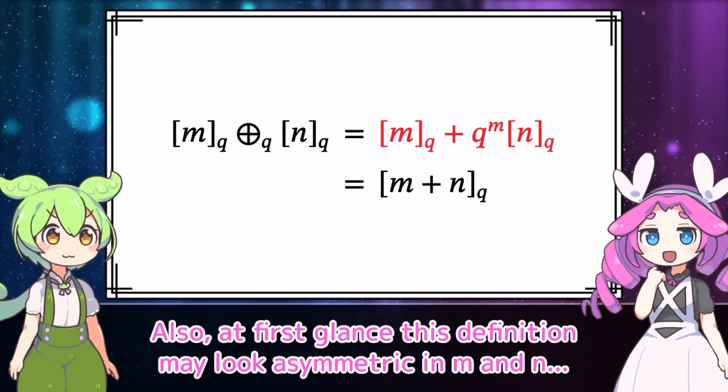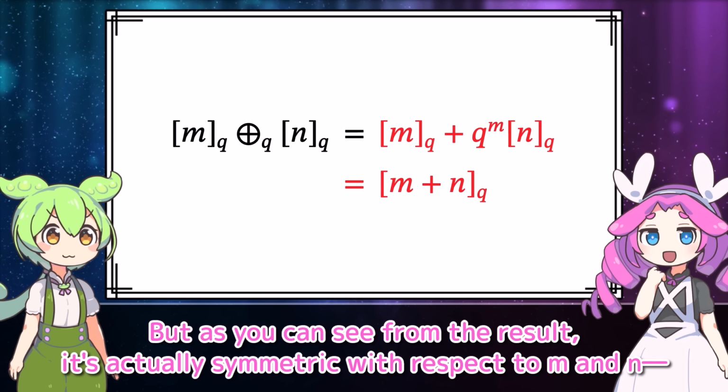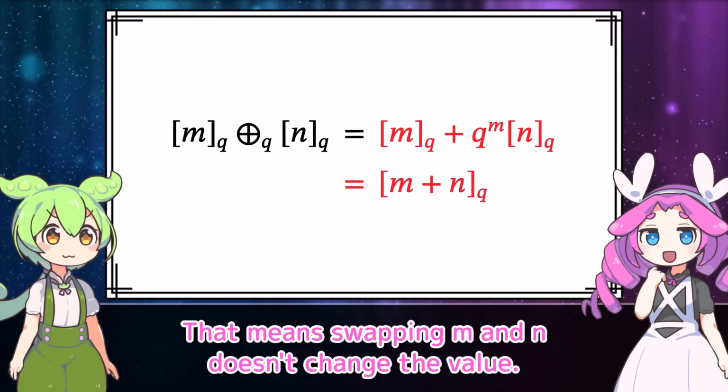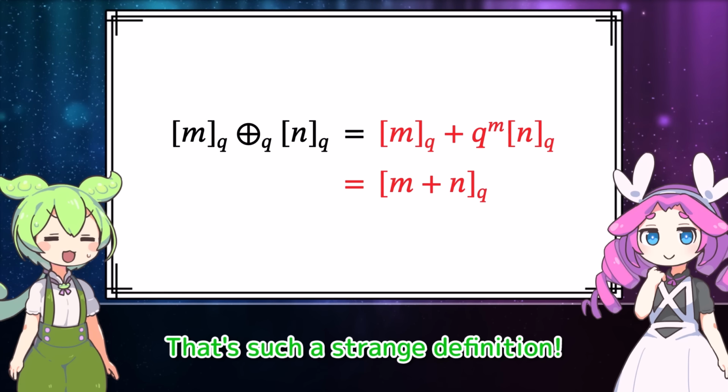Also, at first glance, this definition may look asymmetric in m and n. But as you can see from the result, it's actually symmetric with respect to m and n. That means swapping m and n doesn't change the value. That's such a strange definition.